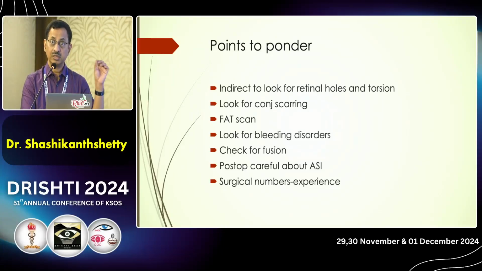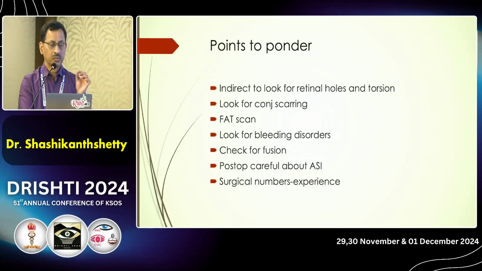Then you have to look for other findings, like anisometropia. Look for uncorrected torsion. And post-operatively, be careful about anterior segment ischemia. Patients who are smokers are very prone to developing anterior segment ischemia. So carefully look for anterior segment findings. And your surgical numbers will depend on your experience, like how much you've done previously and what numbers you're getting. That will depend on your experience. Thank you.